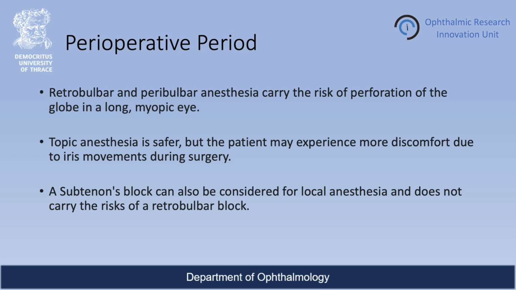Regarding anesthesia, we must be aware that retrobulbar and peribulbar anesthesia carry the risk of globe perforation. Topical anesthesia is generally safer but may cause discomfort to the patient during the surgery. Keep in mind that a subtenons block can also be considered, as it does not carry the same risks as a retrobulbar injection.